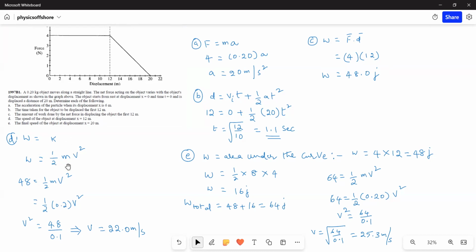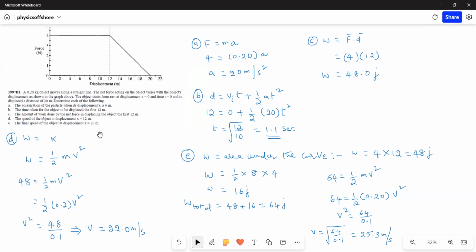So here W equals half m v squared, which is the kinetic energy. The work done we already calculated as 48 joules. That 48 joules is equal to half m v squared, and we know the mass as 0.2 kilograms. We have to find v, the velocity. So plugging in the values, we get velocity equal to 22 meters per second.